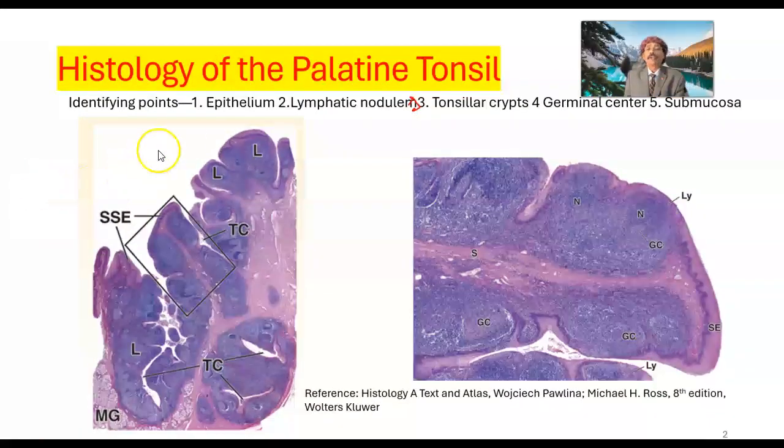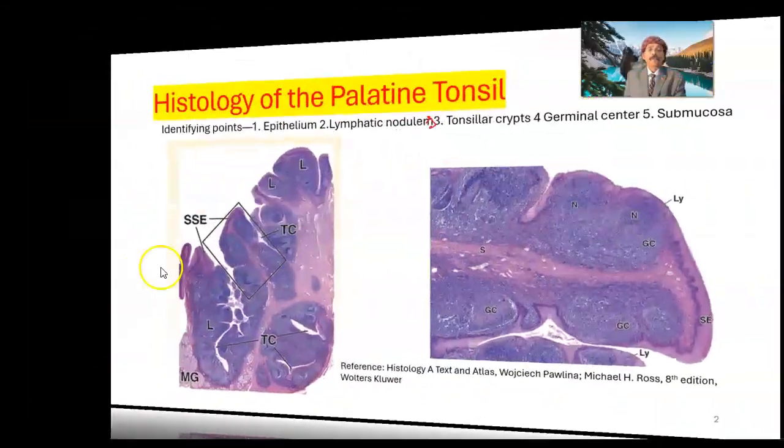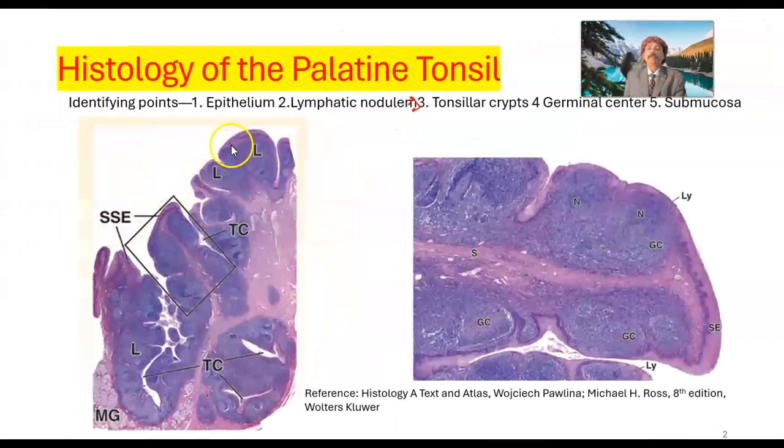Okay, so identifying points: epithelium. What type of epithelium? Non-keratinized stratified squamous epithelium on the surface, and it goes inside the crypts of the tonsil. So this is also lined by stratified squamous epithelium up to this level. Okay, so we got lining epithelium, non-keratinized stratified squamous epithelium. Then we'll get lymphatic nodules, this.